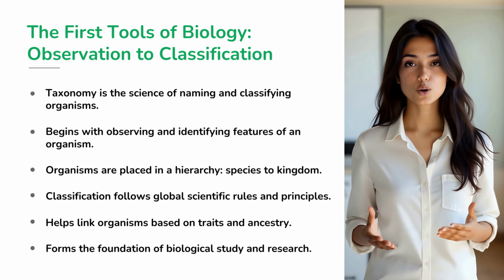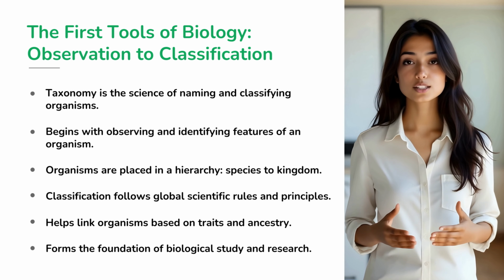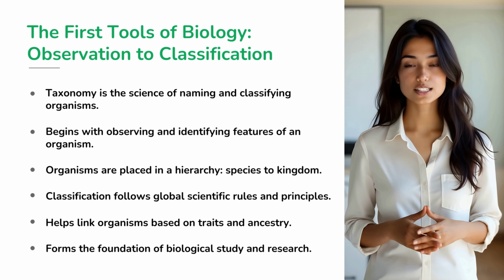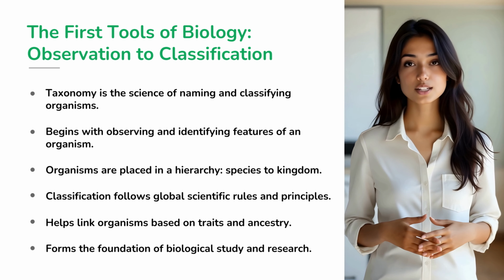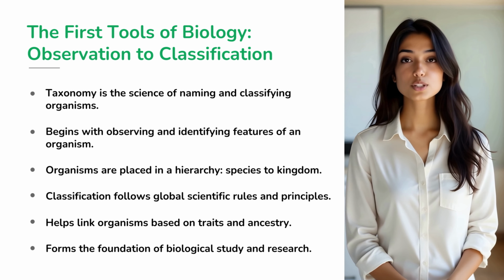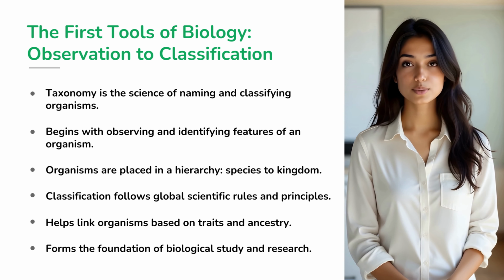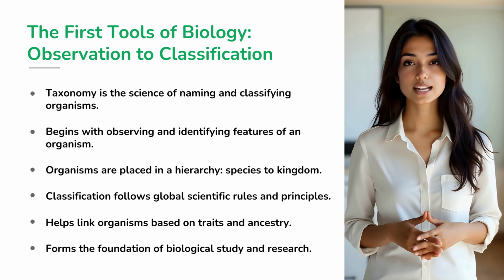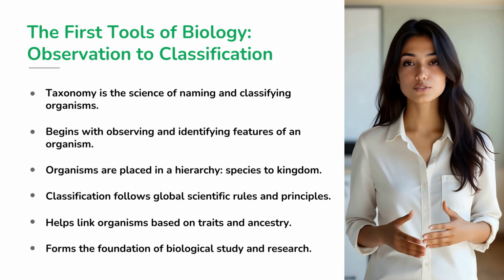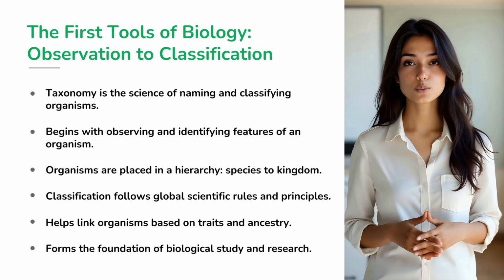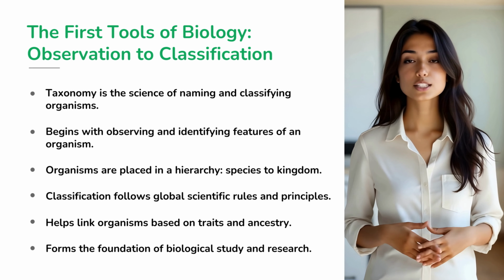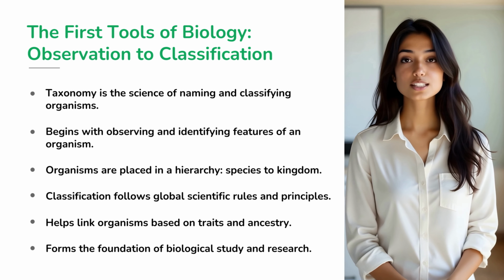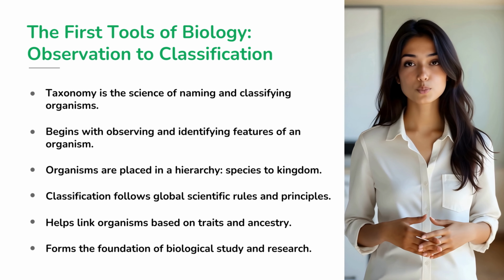It starts with a simple observation. You notice a plant or animal, study its features, assign a scientific name, and then place it in a structured system, a taxonomic hierarchy that ranges from species at the bottom to kingdom at the top. But this system is not random. It follows international rules and scientific principles that ensure each organism fits in its rightful place. Through taxonomy, we begin to understand how organisms are related to each other and to us. It helps us navigate the immense diversity of life with logic, precision, and purpose.